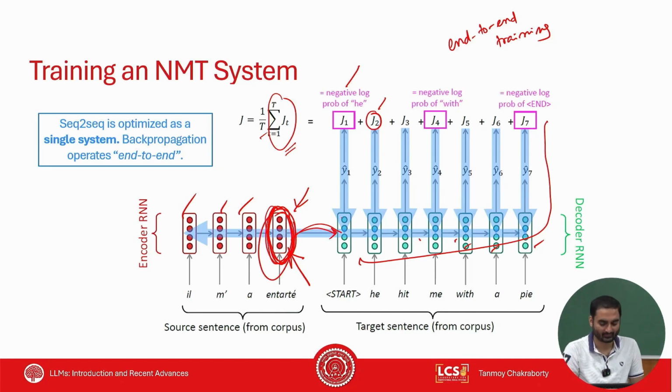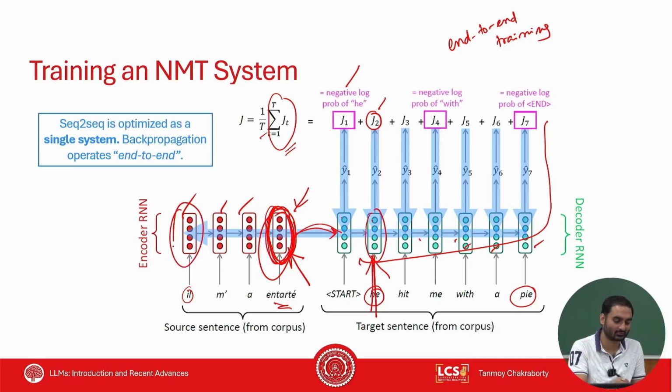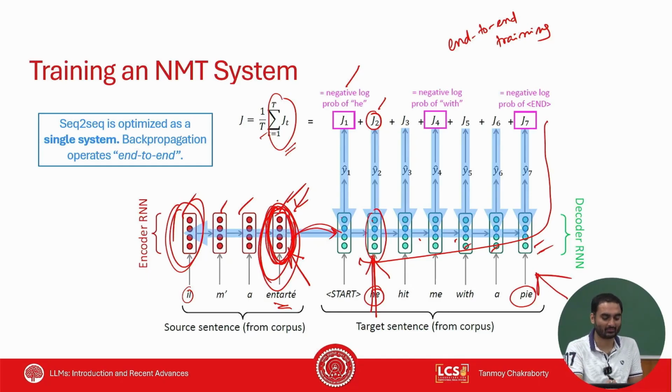But think about it very carefully. The word 'he' corresponds to the word 'il'. The word 'pi' corresponds to the word 'this', right? But at this stage, this hidden state has no direct access to the first hidden state of the encoder. So due to the vanishing gradient problem, and other problems like over-smoothing, this hidden state will essentially forget about the first hidden state, right? And when you come here, this one will completely forget about it.